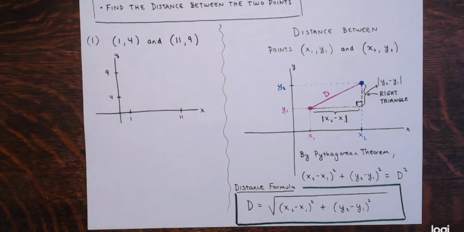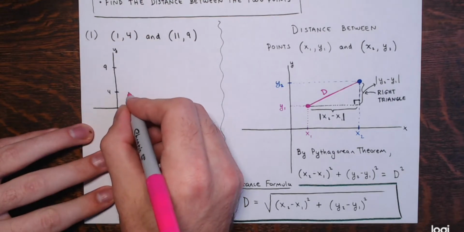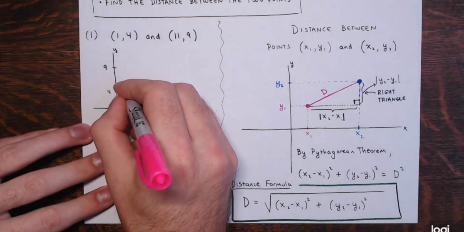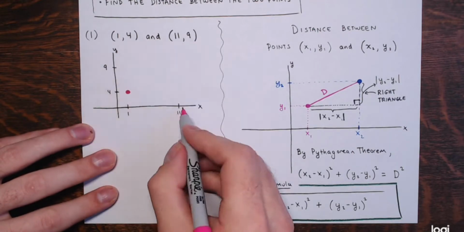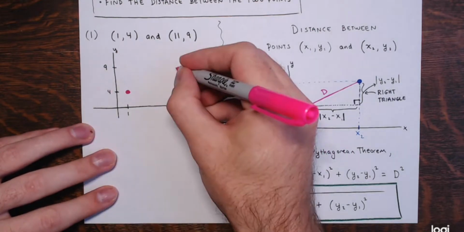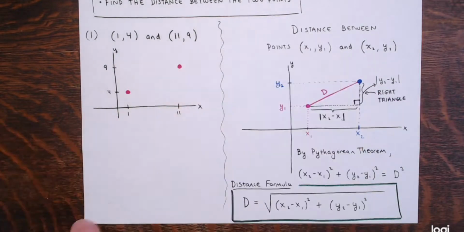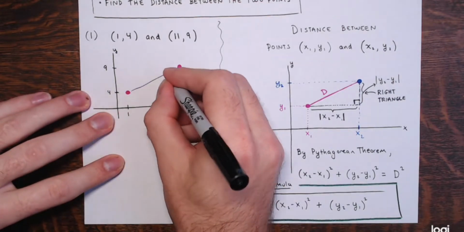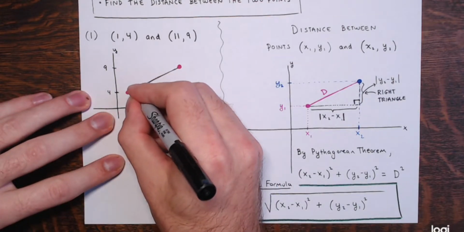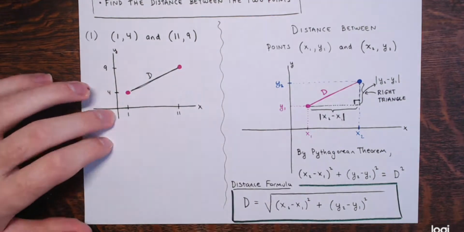And I'll plot these points, right? So (1, 4), 1 on the x, 4 on the y, is this point here. And (11, 9), 11 on the x, 9 on the y, is this point here. Okay, and then we're asked to find this distance. What's this length? And again, I'll just call it d units for distance.